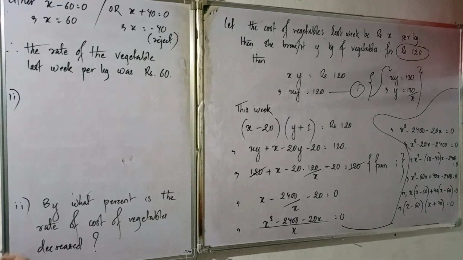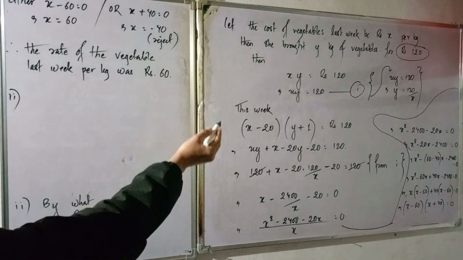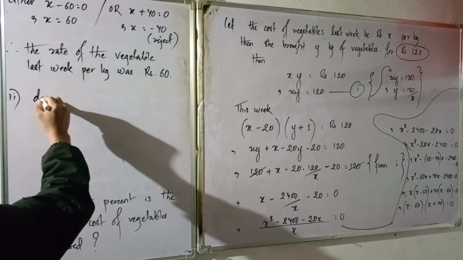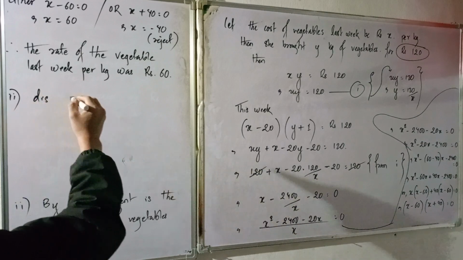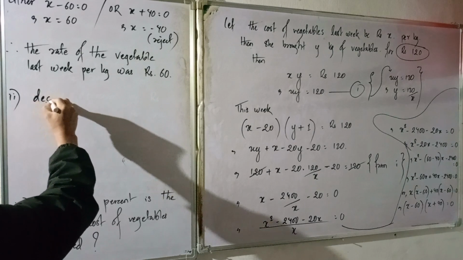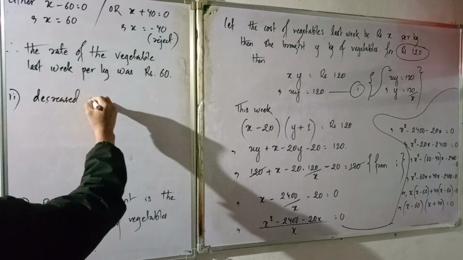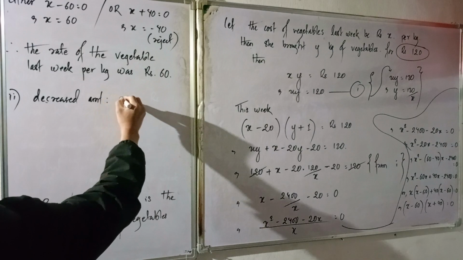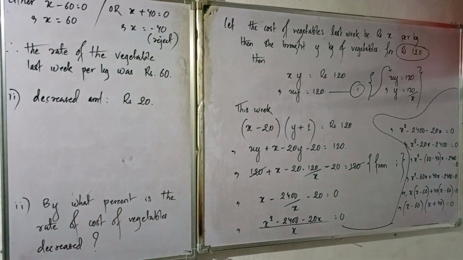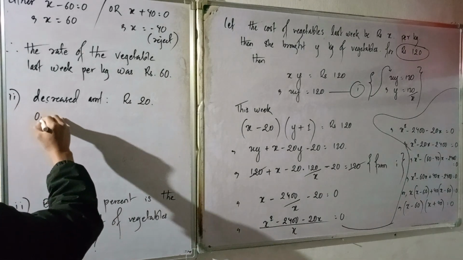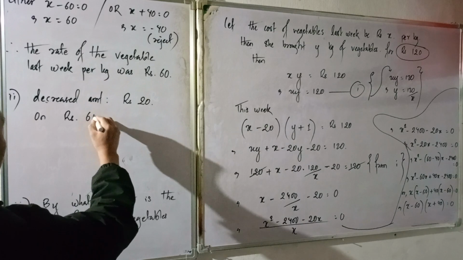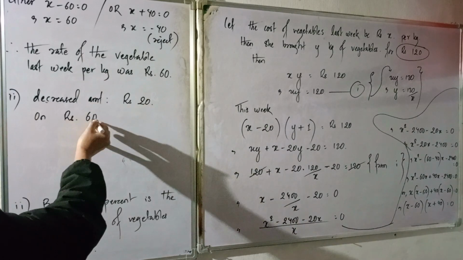So you can see the decrease amount this week was rupees 20. On what? On rupees 60. Yes, 20 was decreased on rupees 60.